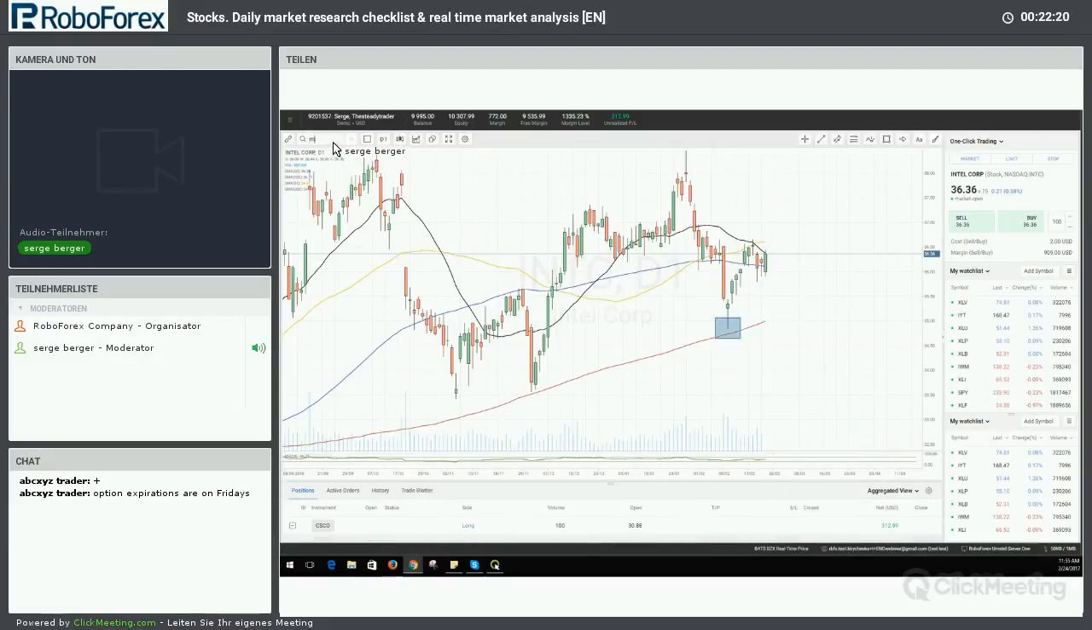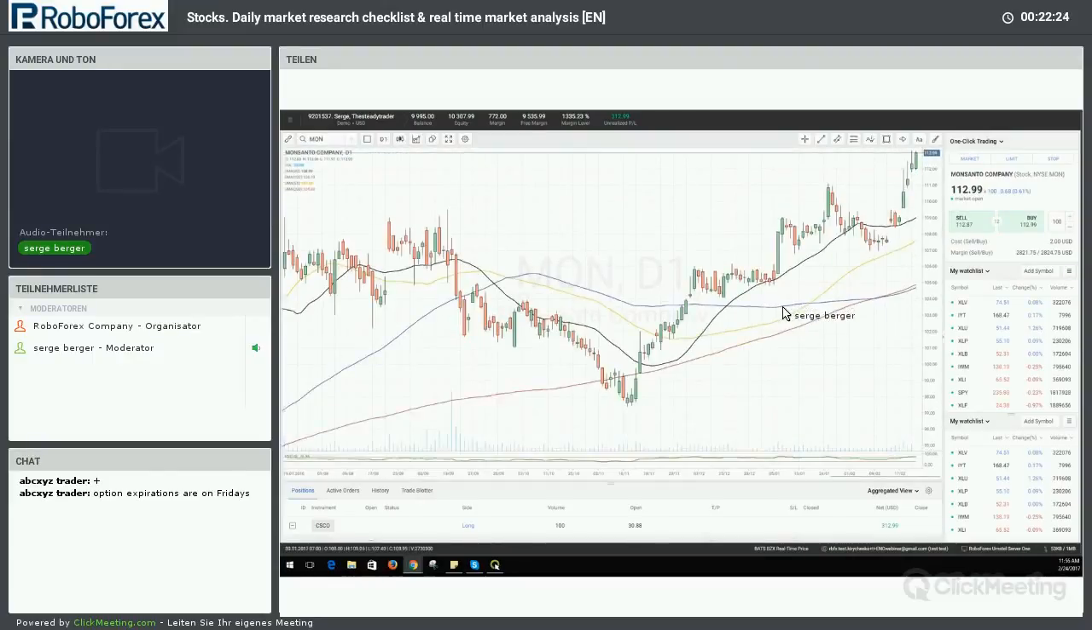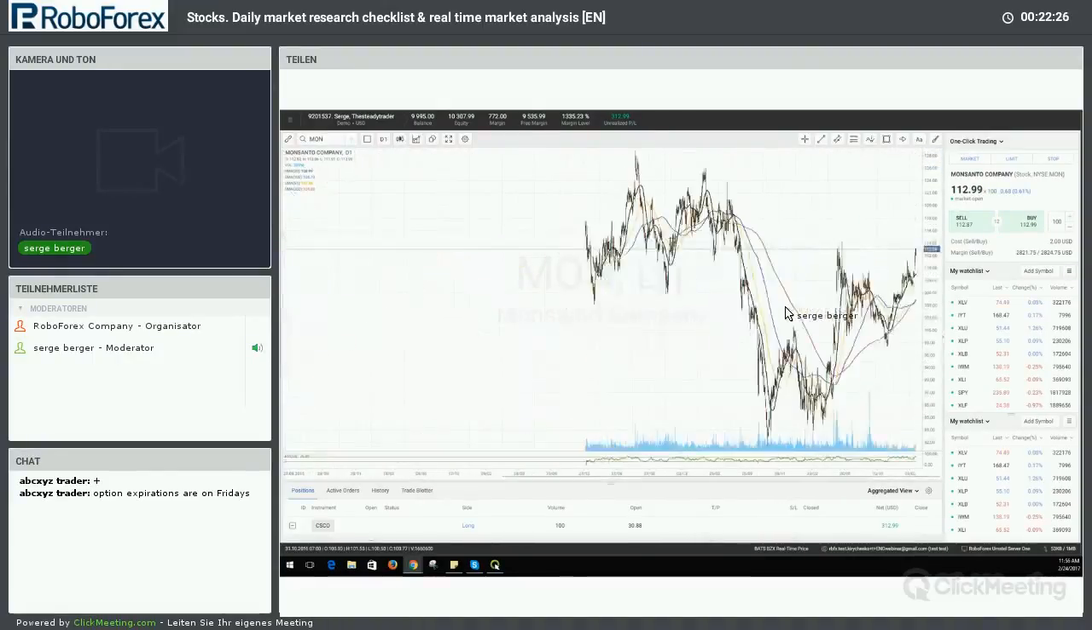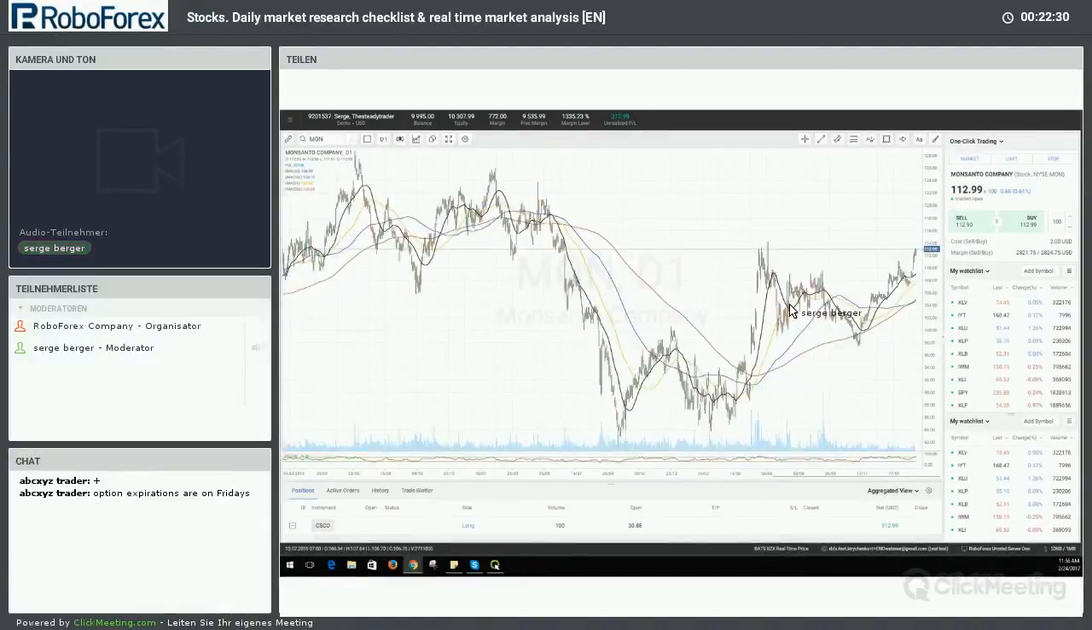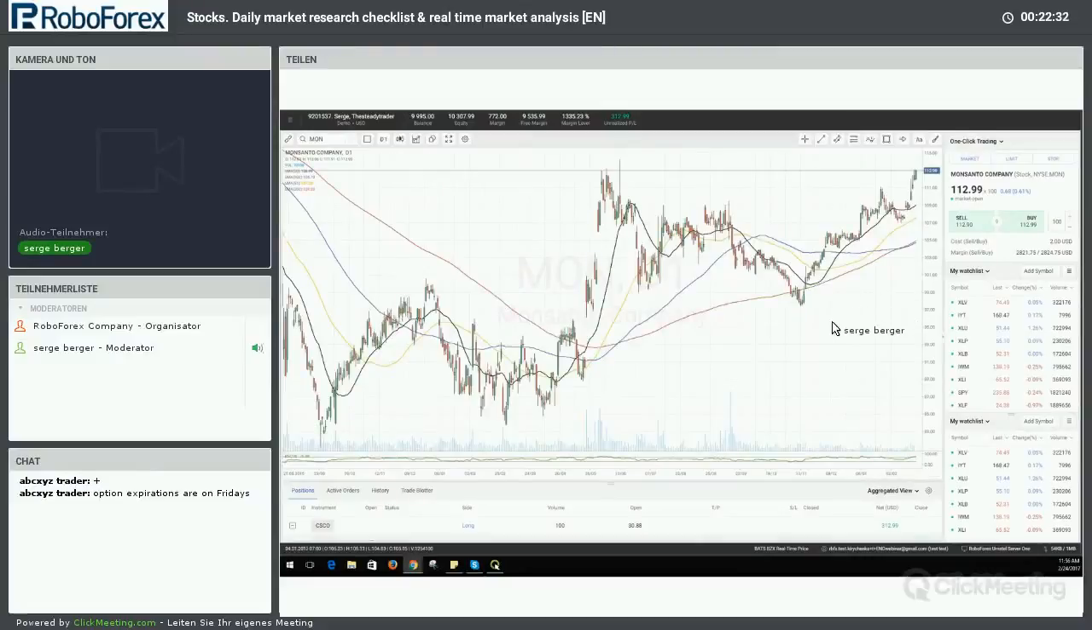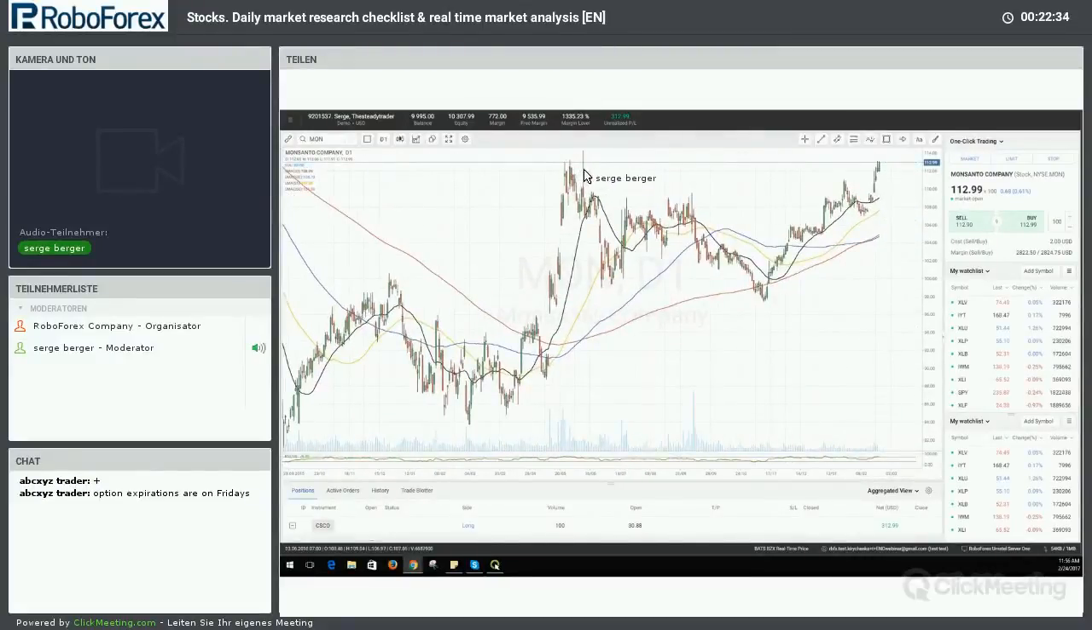We're also looking at things like Monsanto. This is a material stock that does agricultural chemicals, of course. A stock that I think will continue to act well over time. I think it may be getting a little bit overbought, but this is another stock that's coming into important resistance here, and so on and so forth. We can kind of go through the list.